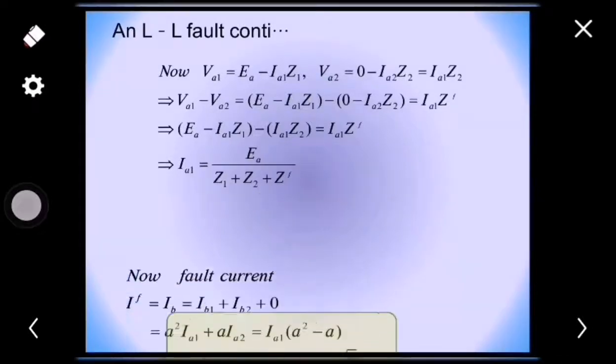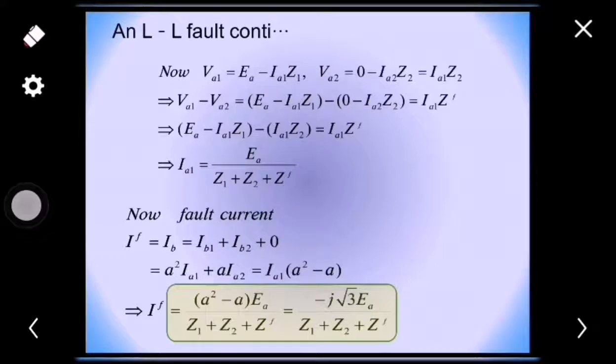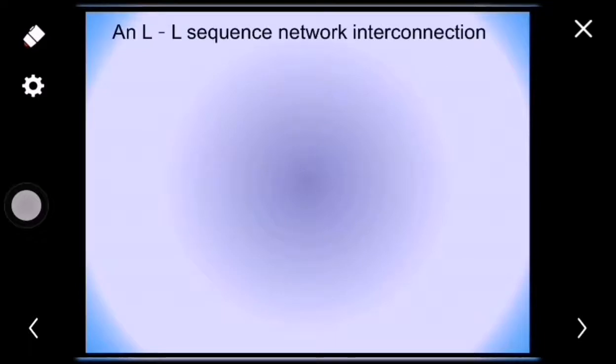Now the fault current is actually IB, and IB is equal to IB1 plus IB2 plus IB0. IB0 is 0. So now put the values of IB1 in terms of IA1 as A square IA1 and IB2 is equal to A IA2. Further simplifying, you will find IF, the fault current, is equal to A square minus A into EA upon Z1 plus Z2 plus ZF, or you can say it is minus j root 3 EA upon Z1 plus Z2 plus ZF. Now let us go for interconnections of sequence networks.